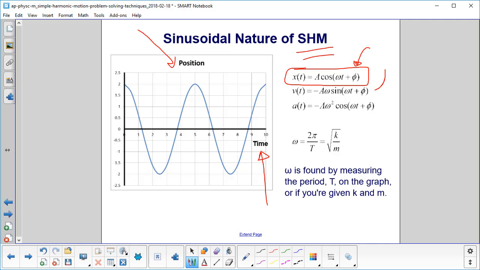And then you can take derivatives to find the velocity and then the acceleration. And omega is 2 pi over the period, which is also equal to the square root of k over m. And the way you find omega is you measure the period T on the graph, right? So you could find the period goes from here to here. In this case, the period would be 5. Or you could also find omega if they give you k or m, or k and m. And of course, that works both ways. You find the period, you can now find k over m.